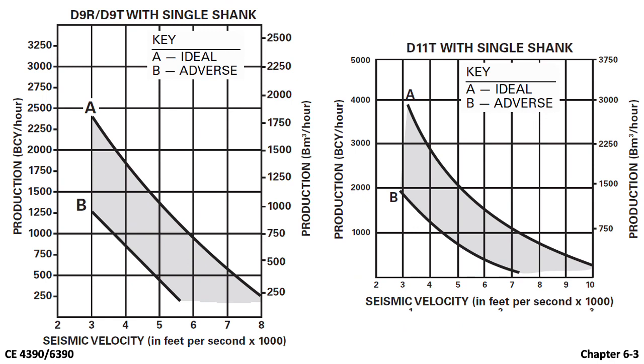Suppose that the seismic velocity is 4,000 feet per second. The ripping production, if using D9R or D90 dozer with single shank, will be between 850 to 1,850 bank cubic yards in 1 hour. For the same velocity, if using D11T with single shank, you get a much higher production. It would be between 1,250 to 2,900 cubic yards.